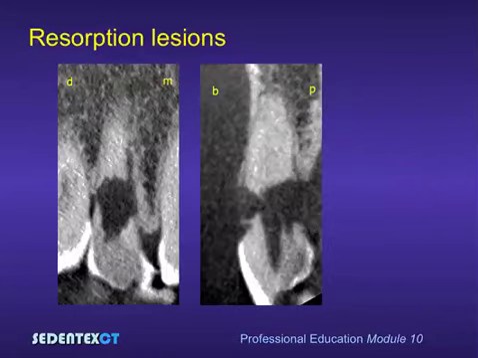Of course, there are cases of resorption such as this, where the origin of the resorption, internal or external, is impossible to determine because the lesion has extended so far that it is not only involving the pulp but also the external surface of the tooth.